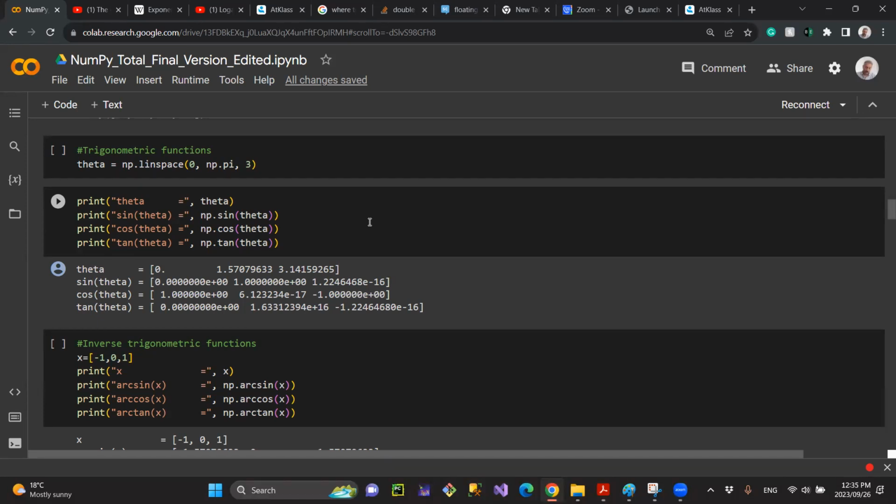Imagine that we have here 0, and what is the second one? Pi, which is 3.1415 something, 14159, and so on and so forth. And we divide it into 3 portions. One is going to be 0, the other one is going to be half of it, and then finally pi. So we have those parts in theta. The sine of 0 is what?